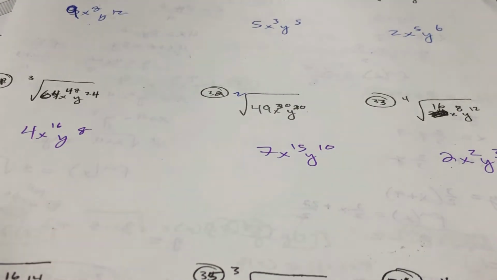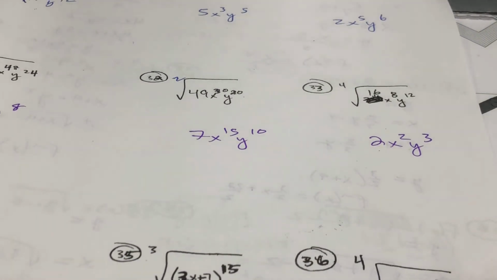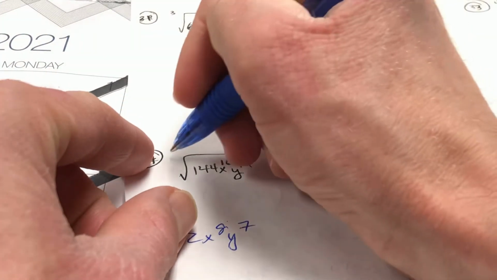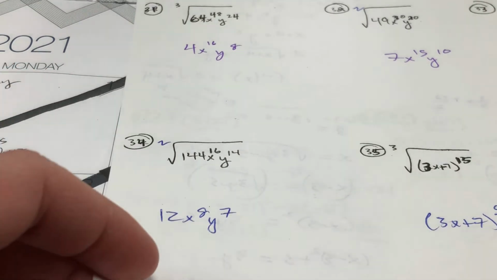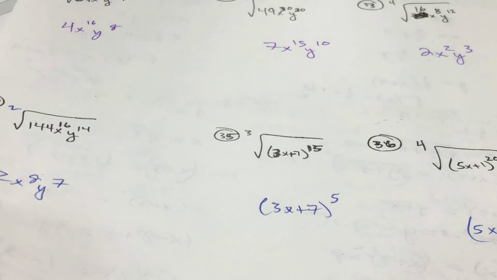Fourth root of 16 is 2. 4 goes into 8 twice. 4 goes into 12 3 times. The square root of 144 is 12. 2 goes into 16 8 times, and into 14 7 times.